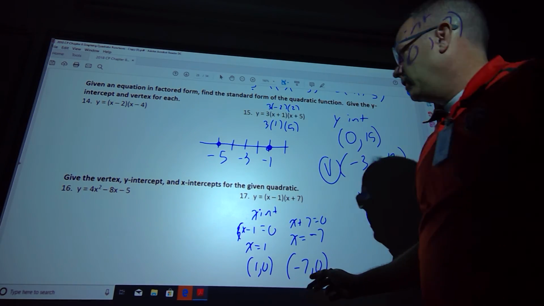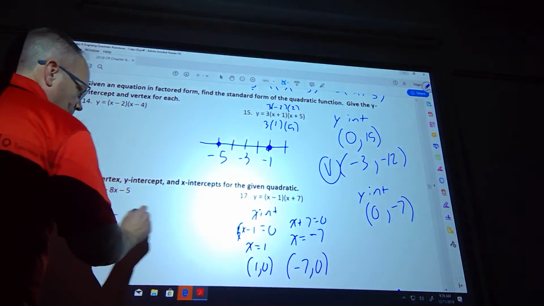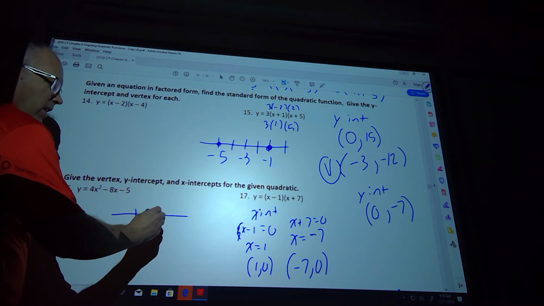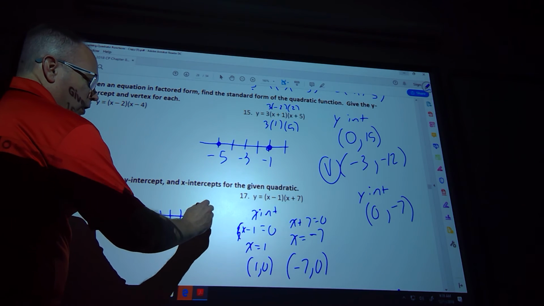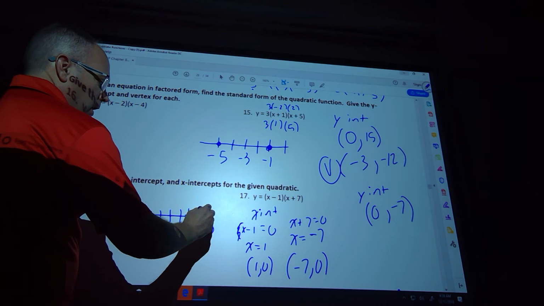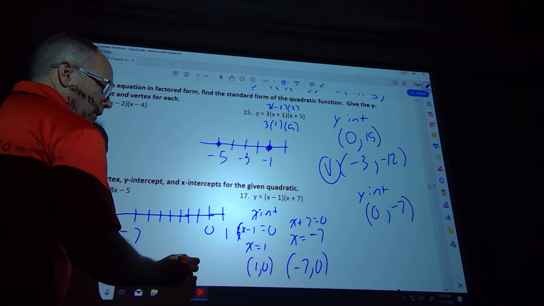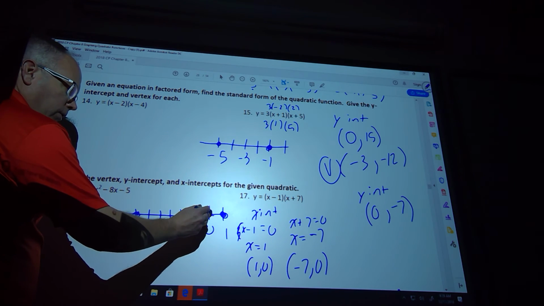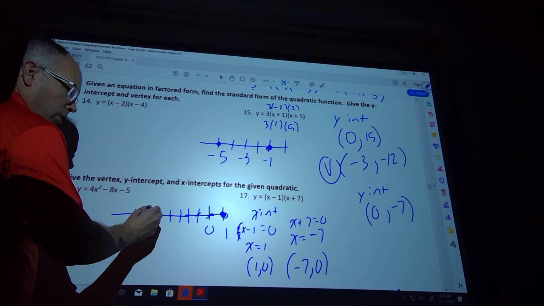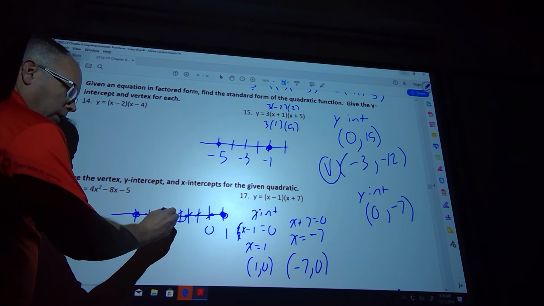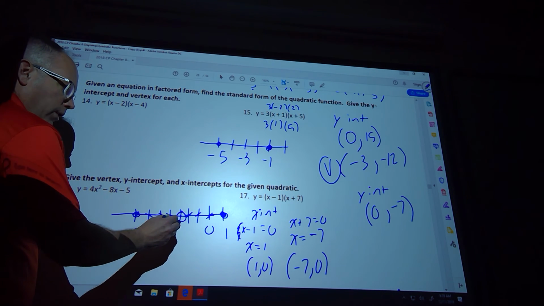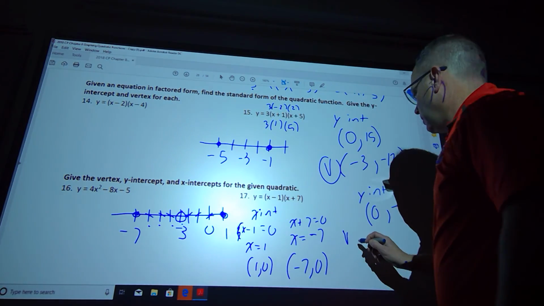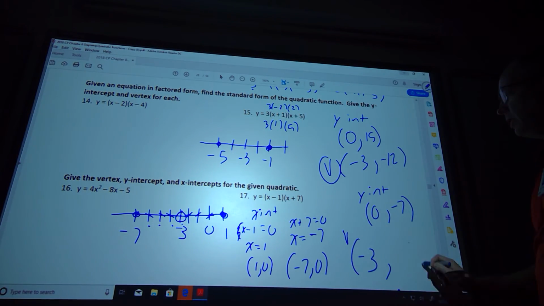So the vertex is going to, think about this, where my roots are. I have 1 here. Now let's go negative 7 here, negative 6, negative 5, negative 4, negative 3, negative 2, negative 1, 0, and then 1. Okay, so I have my roots here and here. So let's go in halfway. Looks like right there. So that's negative 3. So my vertex is going to be at negative 3 comma something.